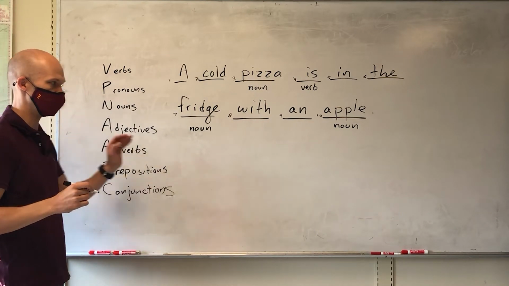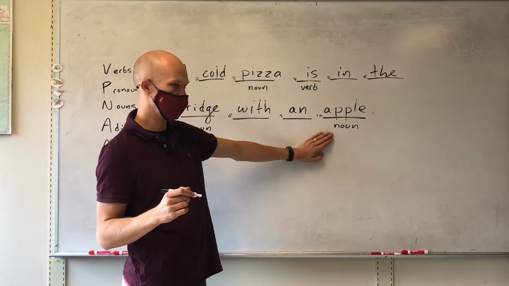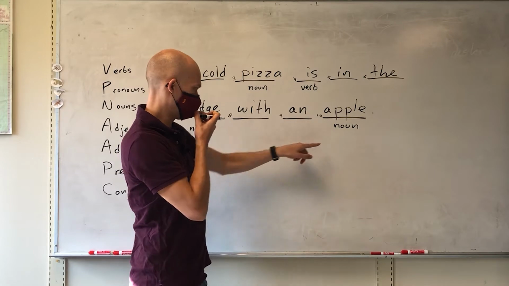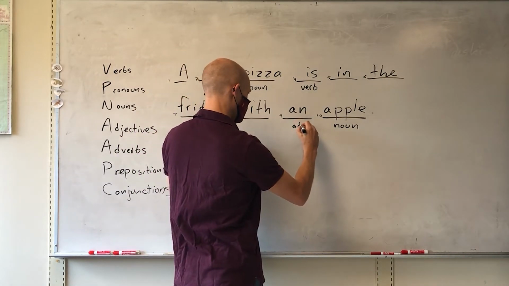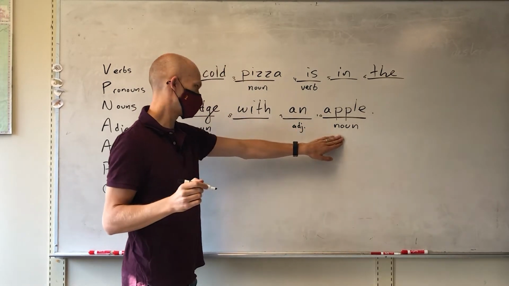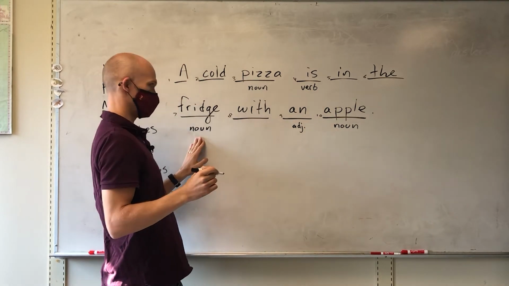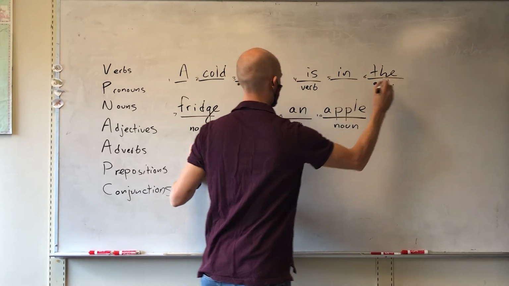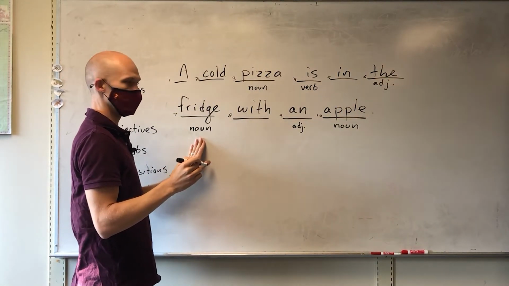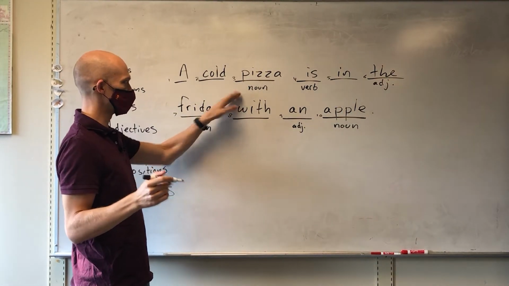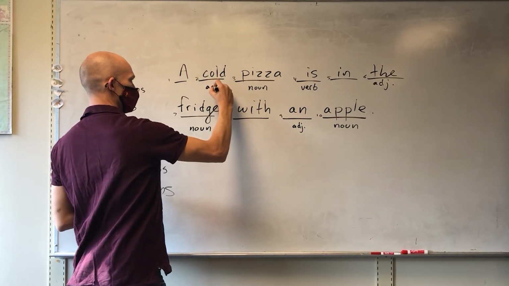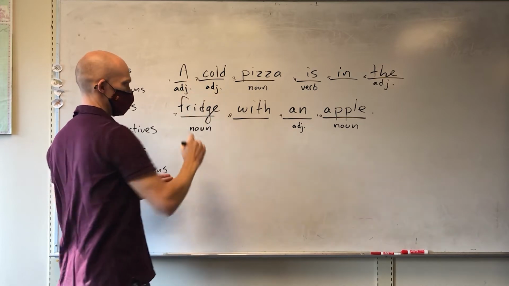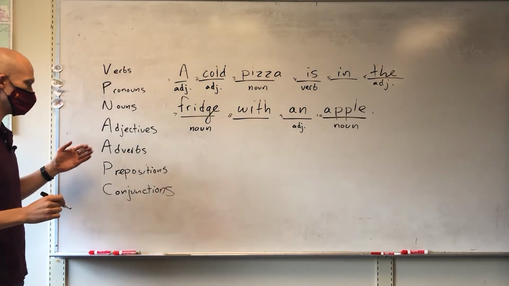All right, so then adjectives. Start at the back, and what do you say? Yeah, what kind of apple? An apple. Adjective. What kind of apple? What kind of fridge? The fridge. What kind of fridge? What kind of pizza? Cold. Okay, great.